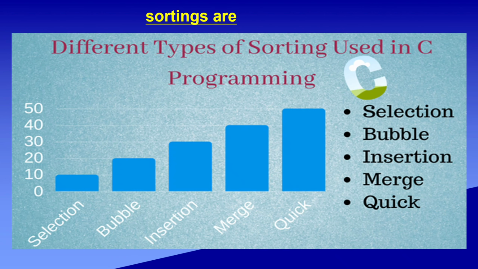Today we are starting a new topic, that is sorting. So let's discuss sorting. There are different types of sorting used in C programming. Here in DSA, we need to know five sorts: selection sort, bubble sort, insertion sort, merge sort, and quick sort.